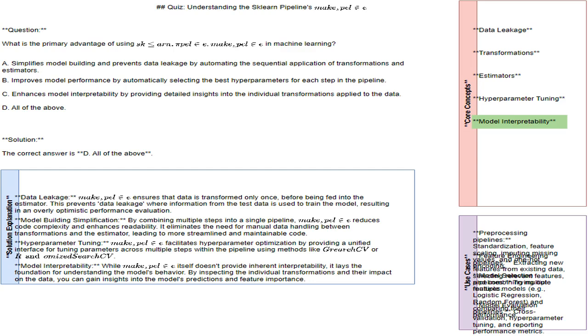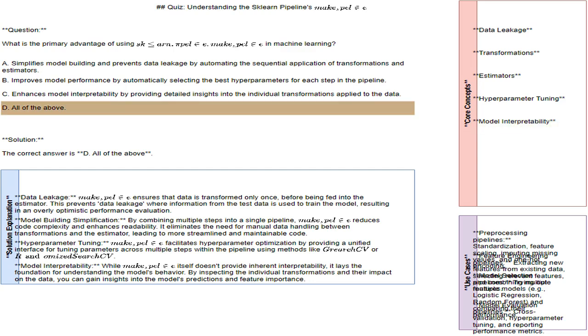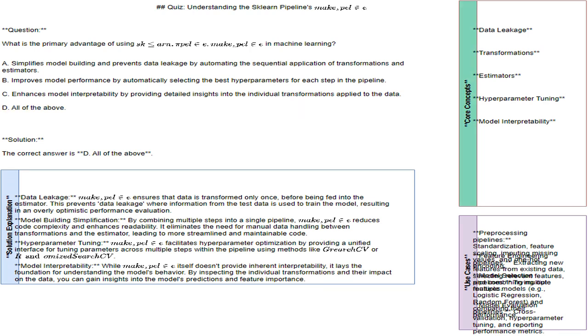Model interpretability. D. All of the above. This choice is correct. Make pipeline simplifies model building, helps prevent data leakage, and facilitates hyperparameter tuning. While it doesn't directly improve interpretability, it makes it easier to understand the model's behavior by organizing the transformations. Core concepts.